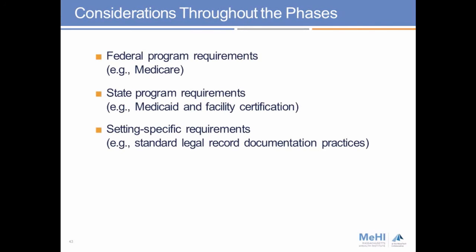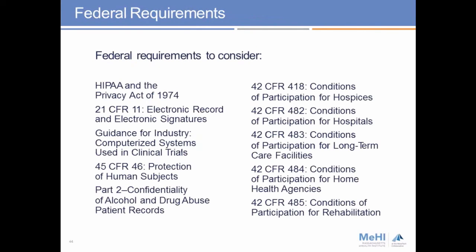The next few slides illustrate some of the many other federal and state and sector-specific considerations healthcare providers need to consider when planning and procuring health IT. Links to most of these can be found in Appendix A of the Toolkit. We will not go through these in detail, but this slide illustrates some of the many federal requirements that healthcare providers need to consider.